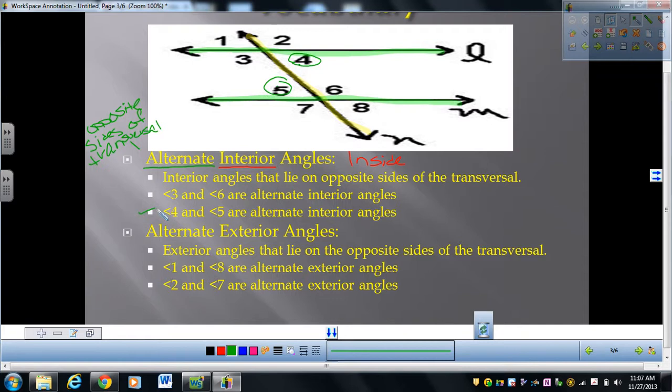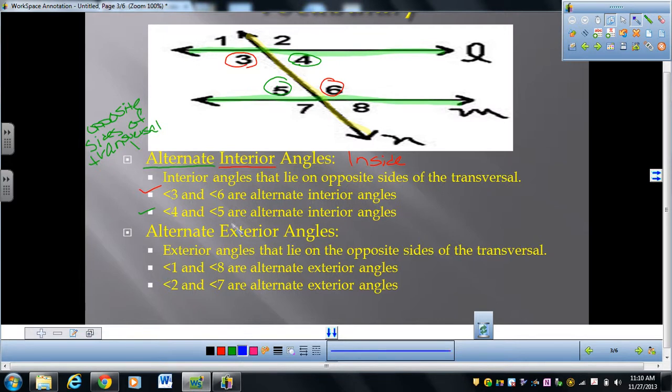So you've got angle 4 and 5 that are alternate interior. You also have 3 here and 6 here. They're on opposite sides of this transversal line right here, and they're both inside the parallel lines. So 3 and 6 are a pair of alternate interior angles.